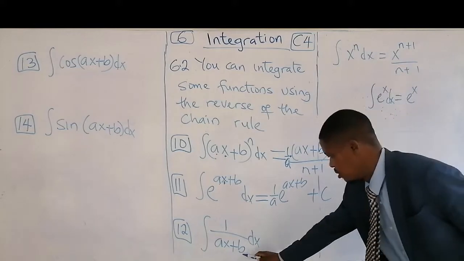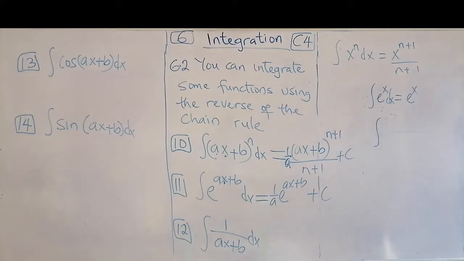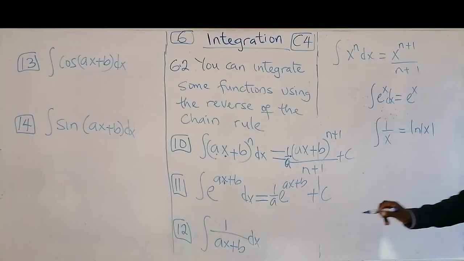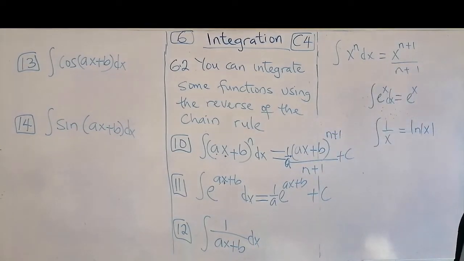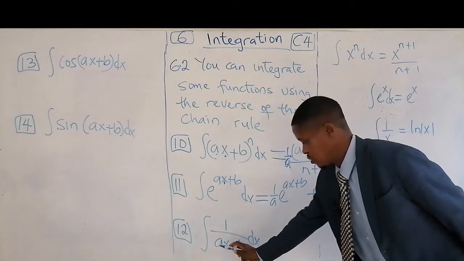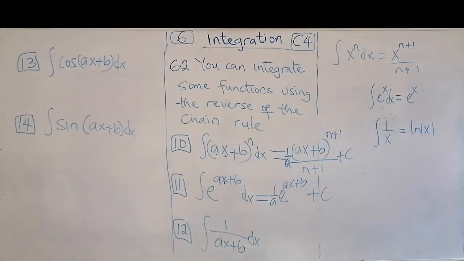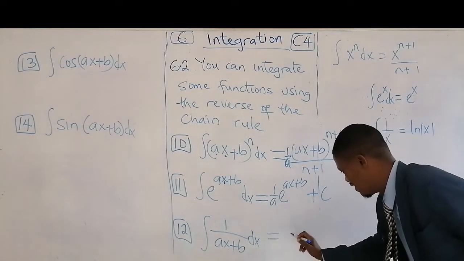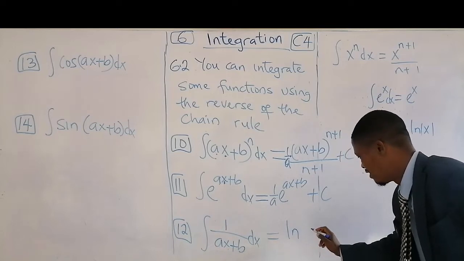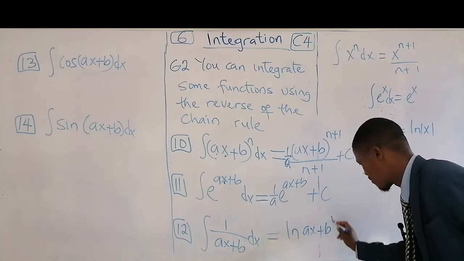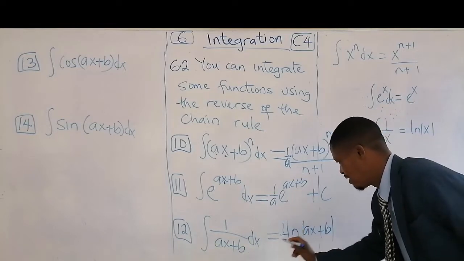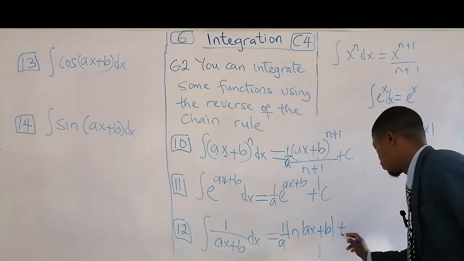This one, we also said in table 6.1 that the integral of 1 over x is ln x. Here, two things are added. An a is added, which is attached to function x, and then a constant b is also added. The b could be positive, it could be negative, so it doesn't change the form of the answer. It's going to be ln of the denominator. Then you divide by the attachment to that function, 1 over a, plus c.